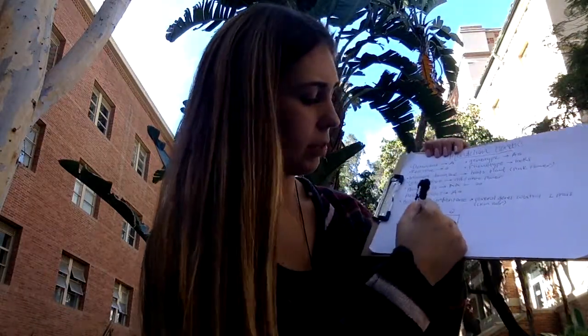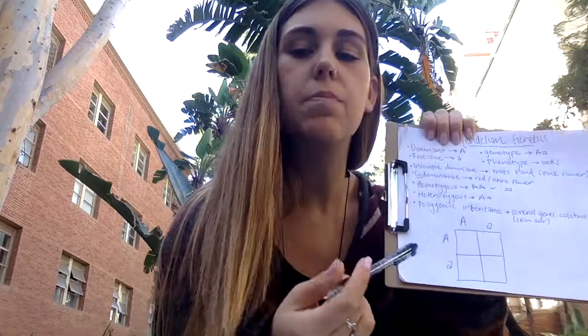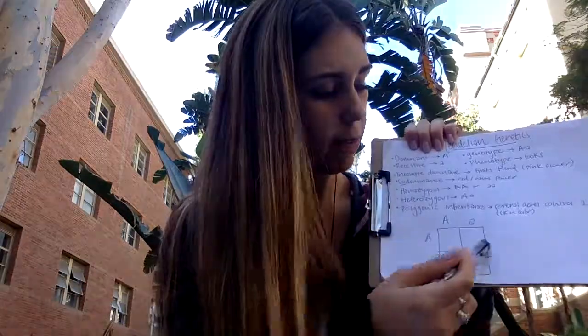So this would be an example of how we would cross the F1 generation with itself, okay? So we have a Punnett square here. This is a basic Punnett square. This should be reviewed for you all, but if not, it's okay.